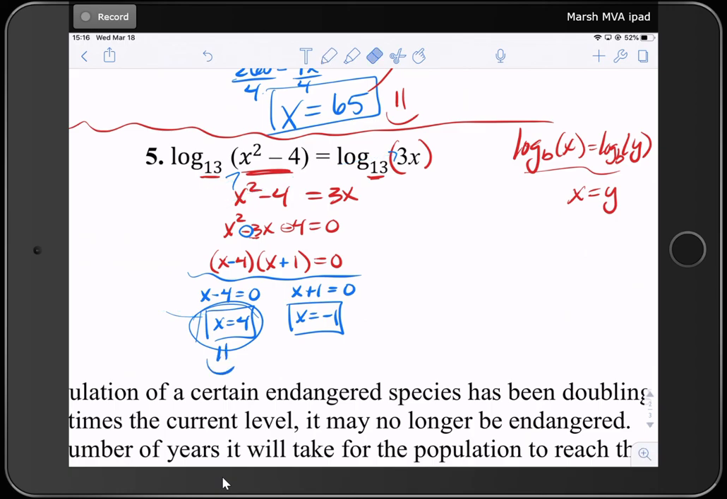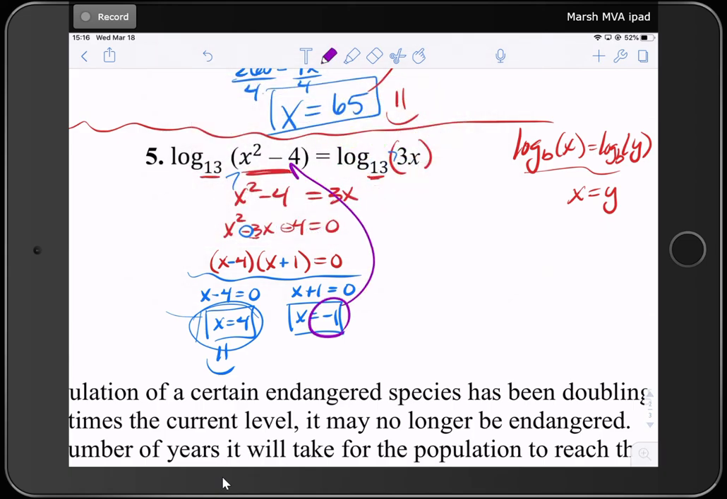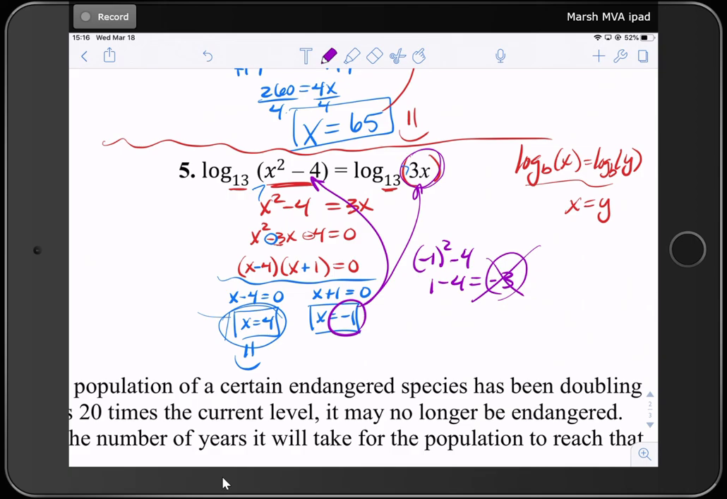Now, what if I take the negative 1 in and plug it into this argument and into that argument? Well, if I do negative 1 squared minus 4, that's going to be 1 minus 4. That's equal to negative 3. I can't have a logarithm of a negative 3. And if you see, it also makes this one negative 3. So this one is out. This is called an extraneous solution. An extraneous solution is one that you get when you do the proper algebra, but does not actually solve the original equation, and so you have to discard it.